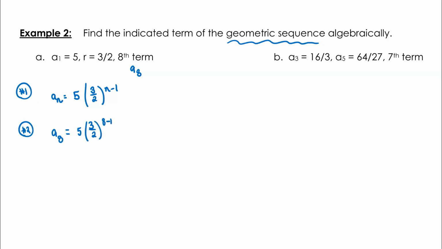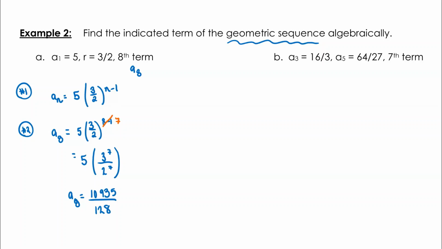Okay, and notice that my exponent here is going to be 7. So then I'm going to get 5 times 3 to the 7th over 2 to the 7th. And then the 8th term here is going to work out to be 10,935 divided by 128.